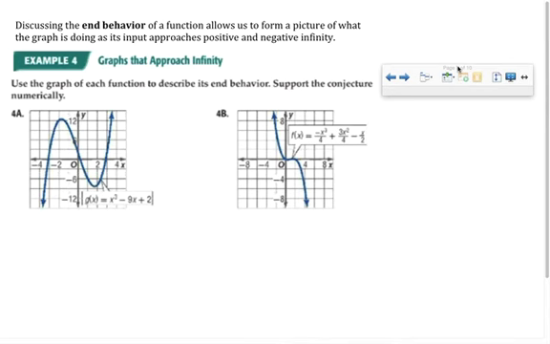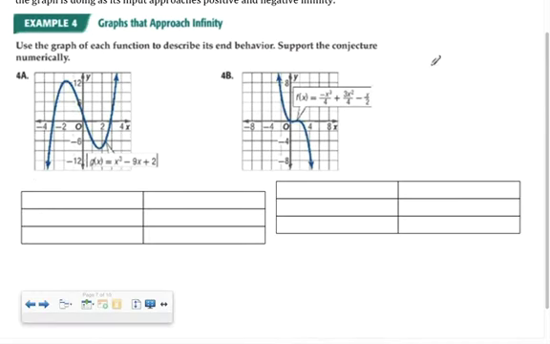So the way you might want to notate this is maybe with another table. In my table, I'm going to have, as x approaches, f of x approaches.